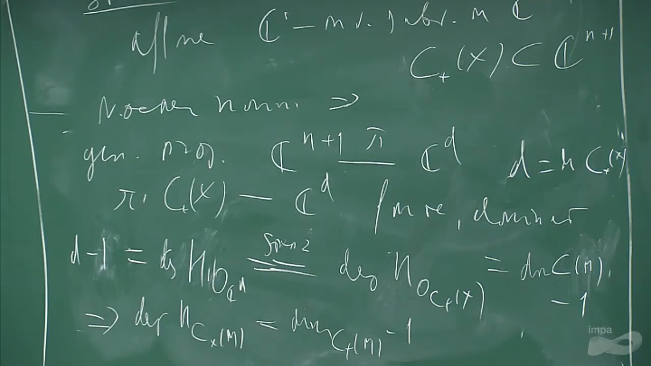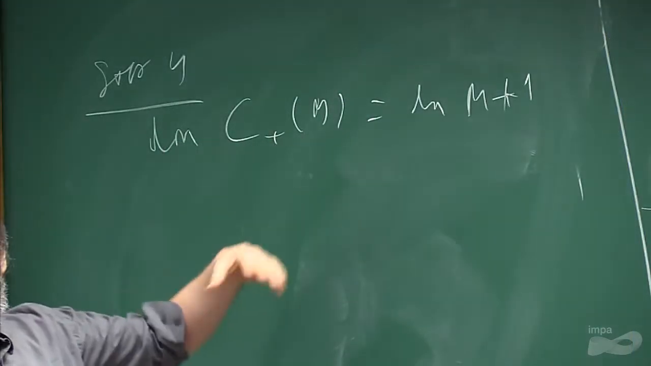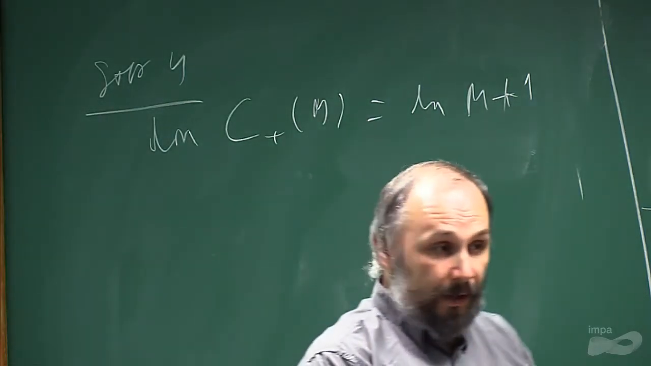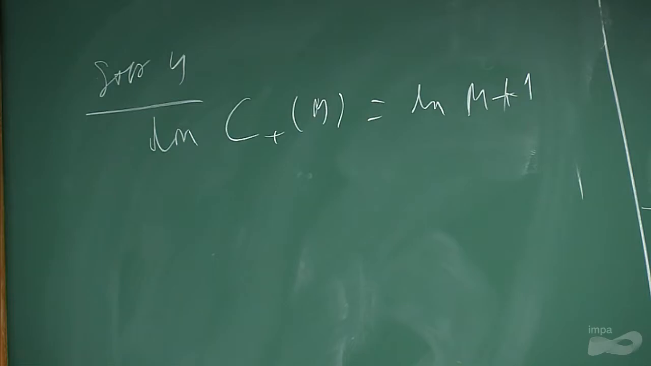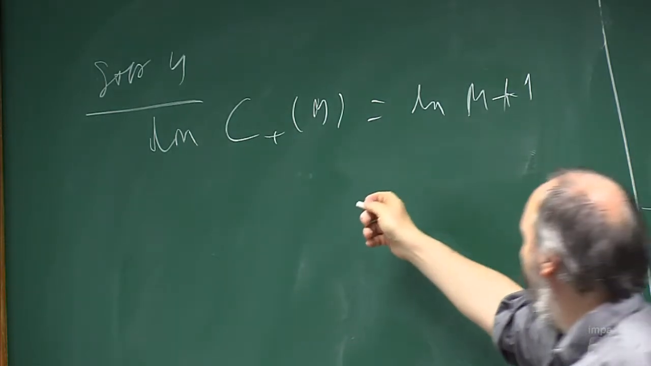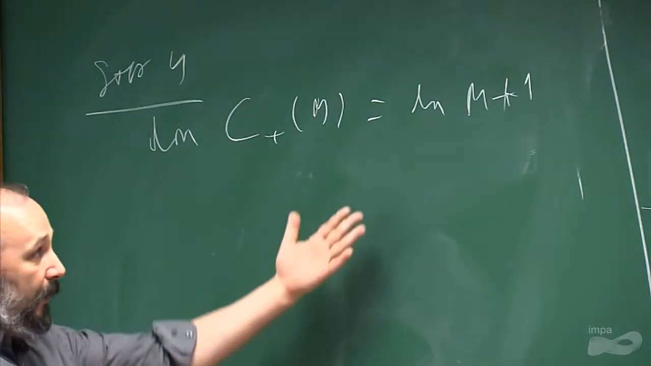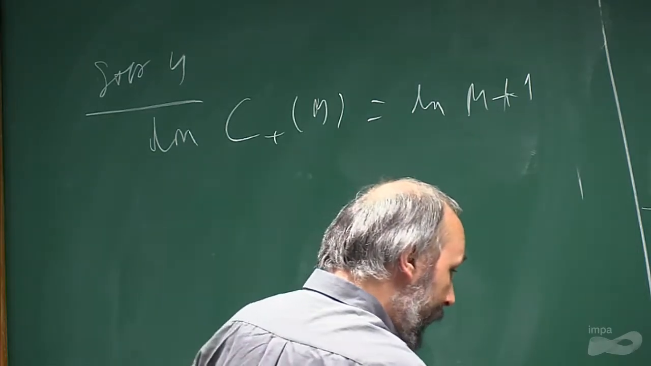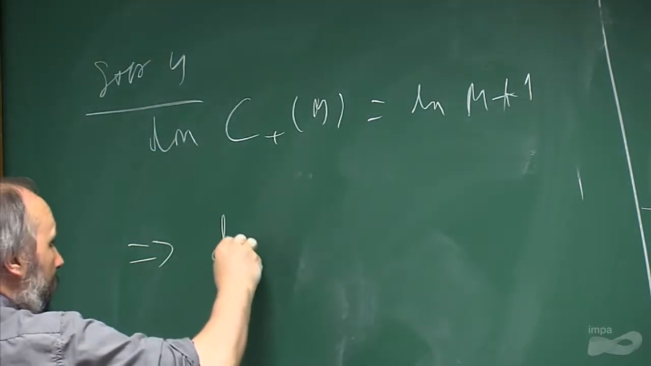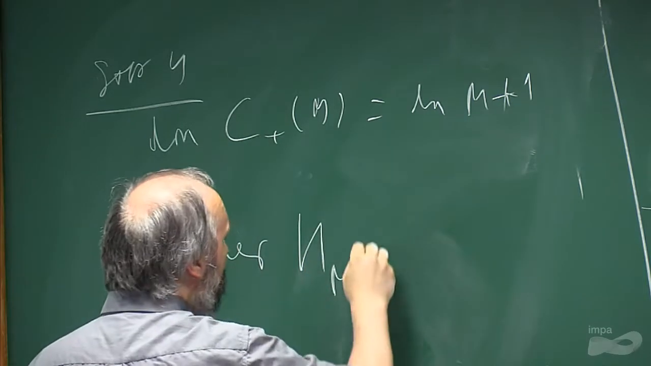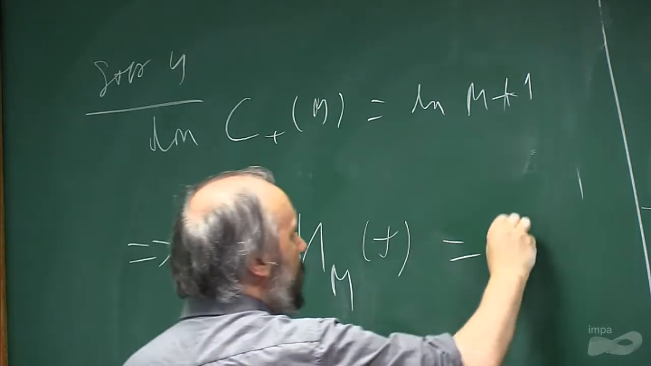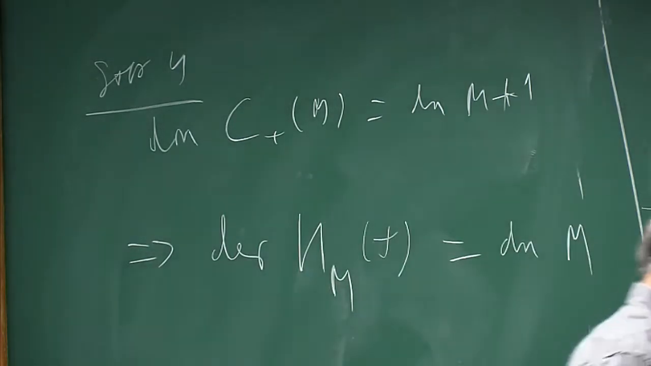But then step 4, the dimension of C plus of m is the dimension of m plus 1. This is because C plus of m is fibered with one-dimensional fibers. Generally, for a general point of m, which is smooth, this is just a product locally. So the dimension of the cone is clearly bigger by 1 than the dimension of m. And then the degree of the Hilbert polynomial of m is equal to the dimension of m by this formula.